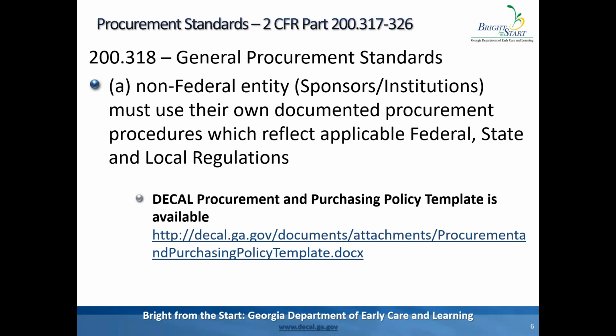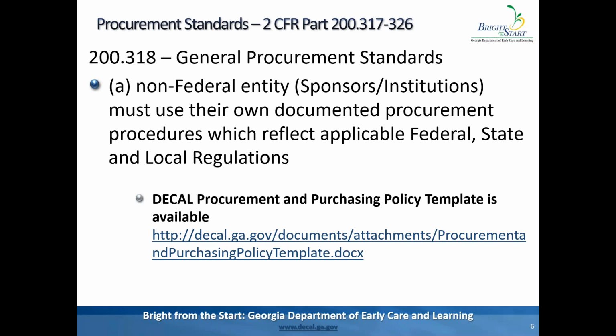And for your convenience, we have developed a procurement and purchasing policy template, which can be found on the DECAL website. If you search nutrition and then search through CACFP or SFSP program participant, and then scroll down to the procurement page. Once you reach the procurement page, at the bottom of the page, you will see a list of documents, and there is where you will find the procurement and purchasing policy template.